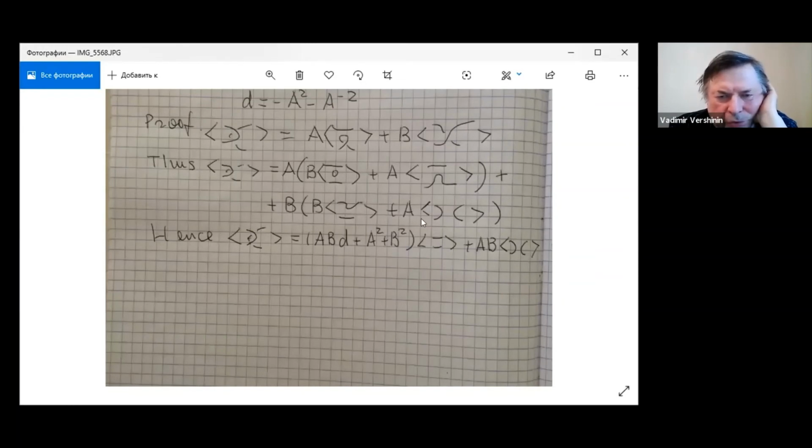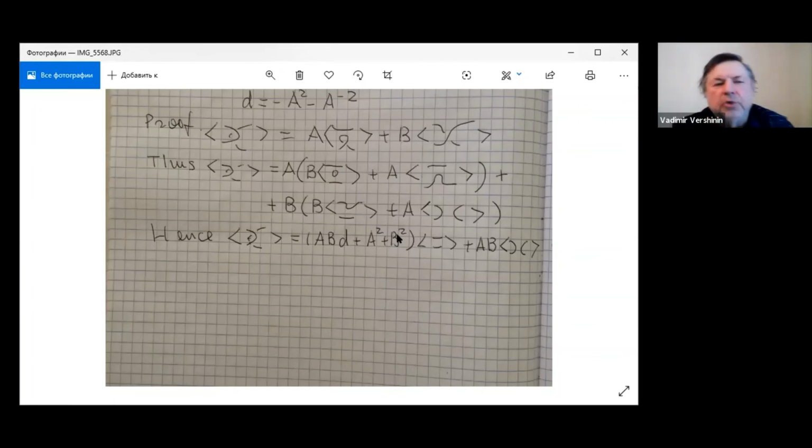And this term should be equal to 0 because of the same Reidemeister 2. There are no horizontal lines in Reidemeister 2. So this should be 0. So you see B equals A minus 1 in the degree minus 1, and D should be equal to this one. Then you should have AB equal to 1. Then simply D should be equal to minus A squared minus A minus 2.